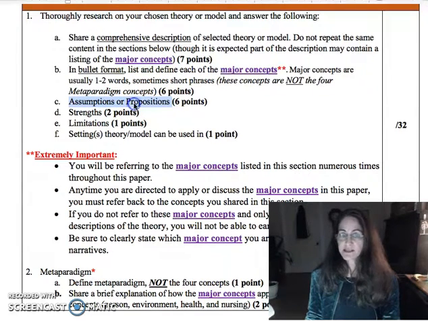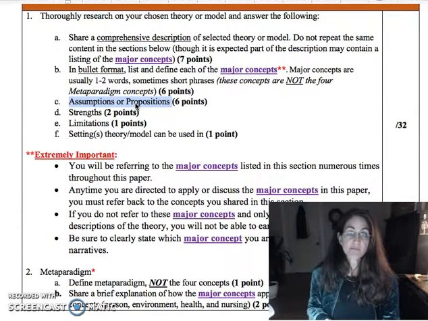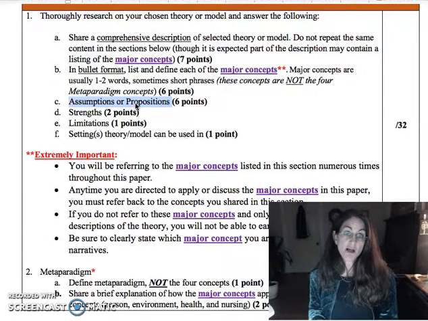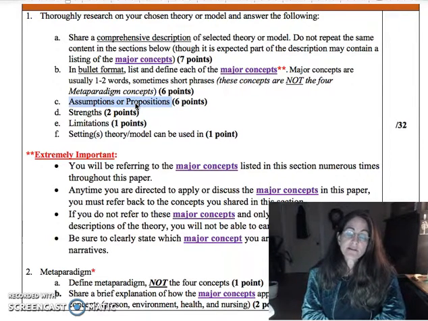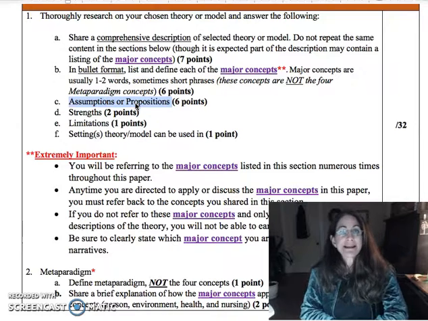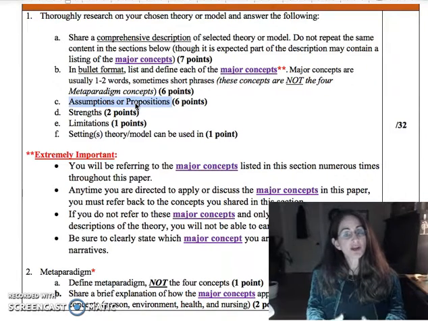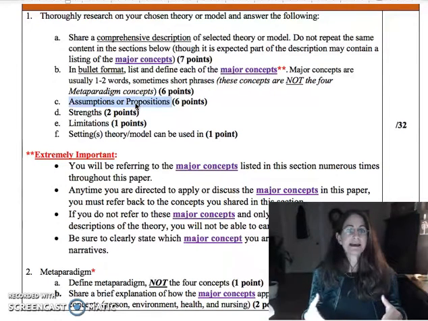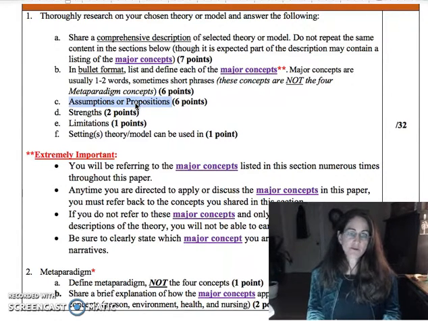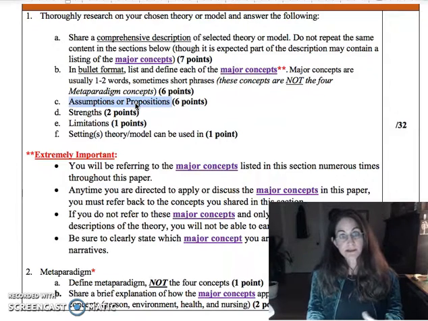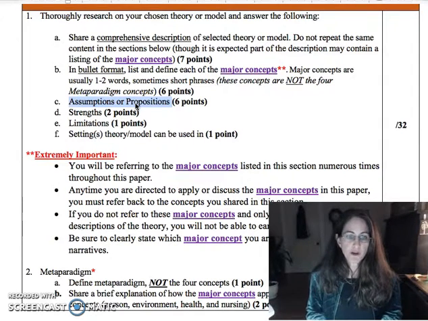Assumptions or propositions, some theories have both, some have one or the other. If you do find a lot of information for each of them, you can just share a few of them so you're not burdening this section with a lot of information, okay? So use your space carefully in your paper, okay?